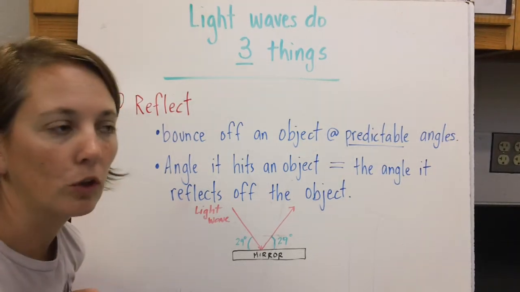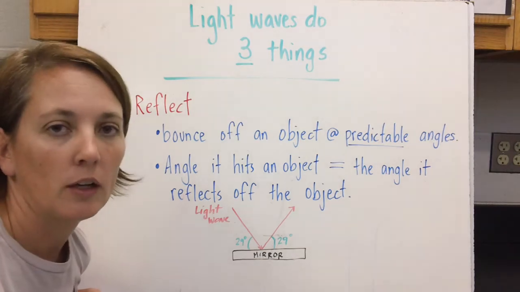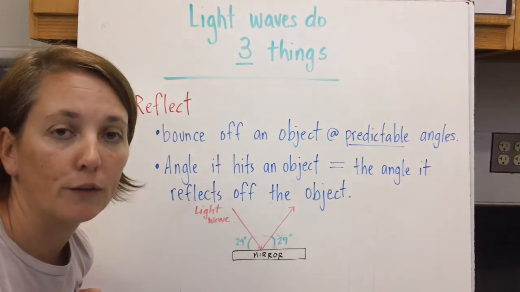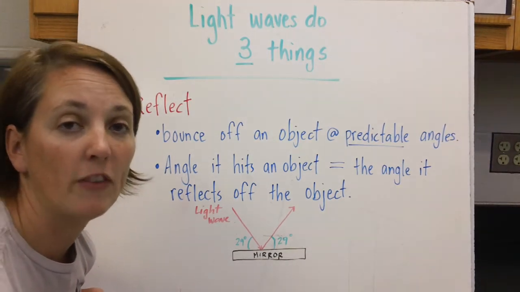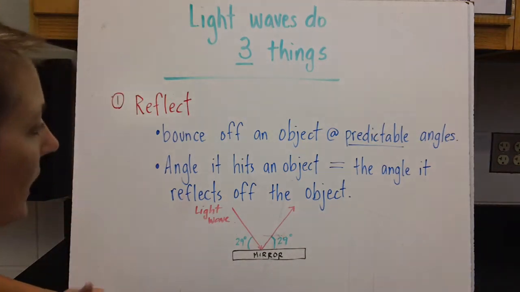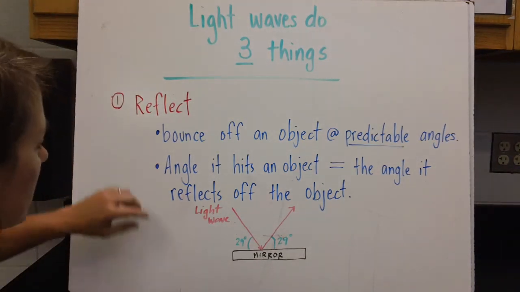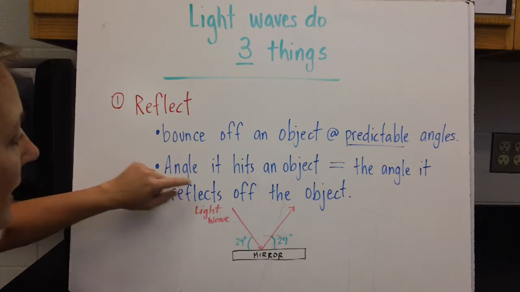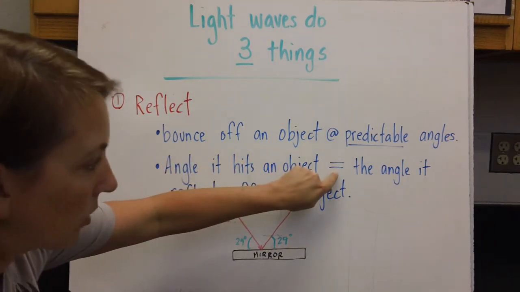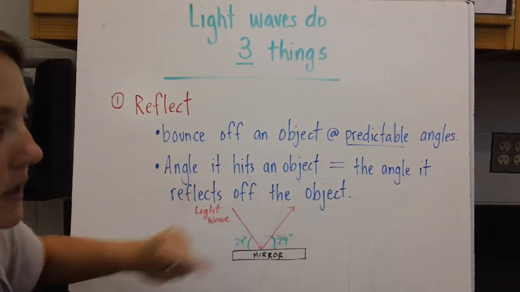When you look in the mirror, you see your reflection. The light waves are bouncing off of you, hitting the mirror at very predictable angles. It's very important that you know this. The angle that the light wave hits an object equals the angle it reflects off the object.